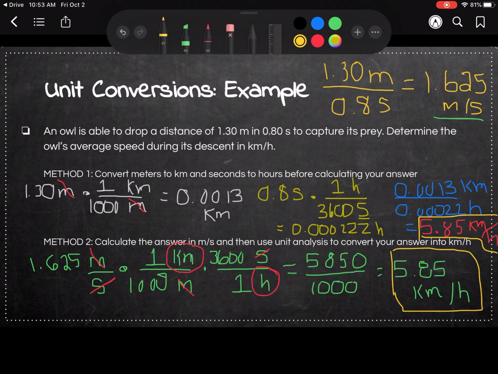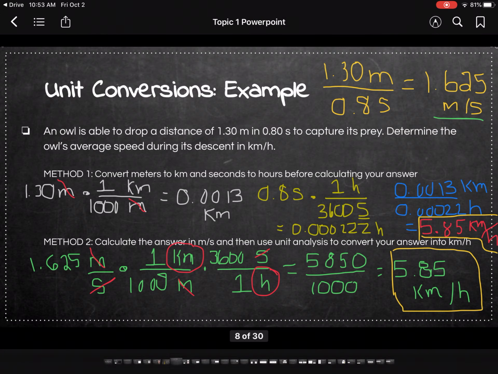So same thing, just in some more steps. You still come out to the same answer. So it's up to you on how you want to do this. But do what works best for you or whatever you think makes sense to you.